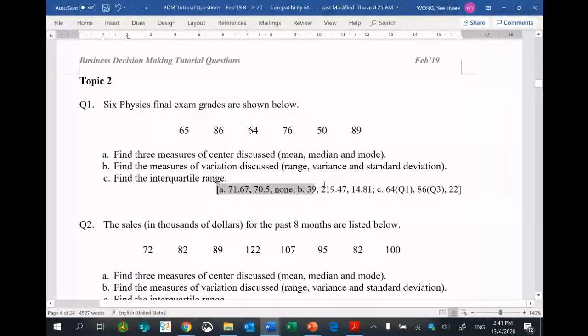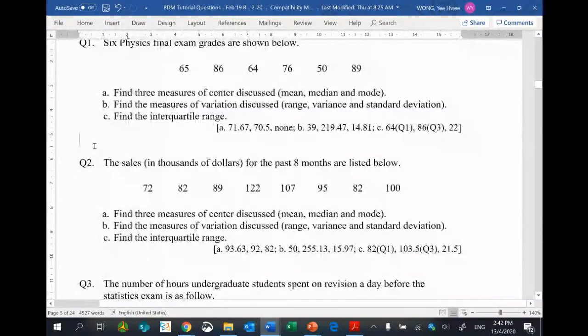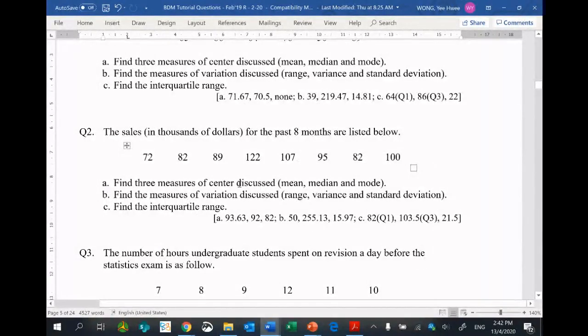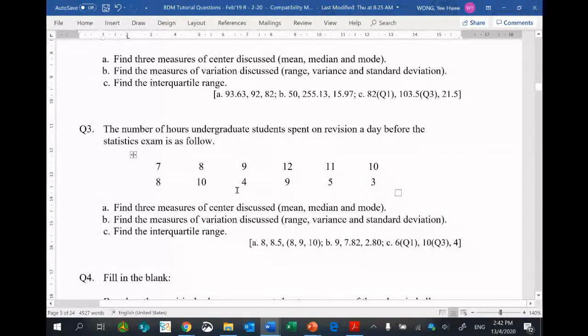So this is the one that you have all the answers for. A 1 2 3, B 1 2 3, C you need to know the first quartile and third quartile in order to get the interquartile range. So I just list down Q1 and Q3 as well for you. So this is question 1. Question 2, you have 8 numbers, do the same. Question 3, you have 12 numbers, do the same.